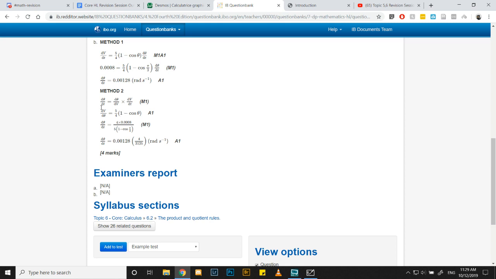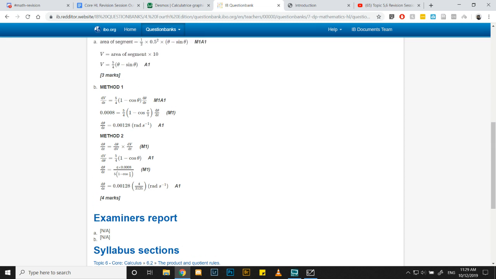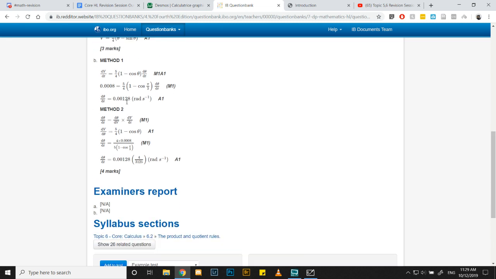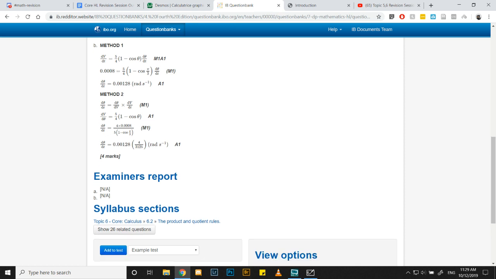Now another way to do it, which is written over here, is d theta dt is equal to d theta over dv times dv over dt. This is using Leibniz notation. So you're splitting up the problem into an easier problem. So then you can calculate, and then basically what they do is they plug in the formula that they found earlier of d theta dt.